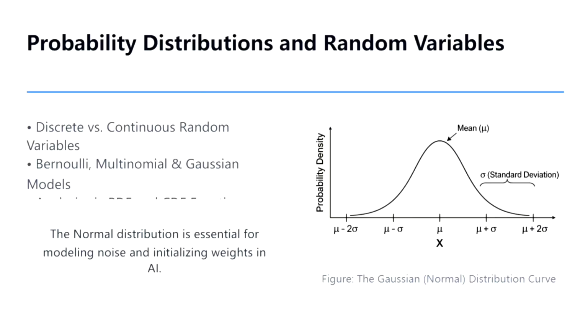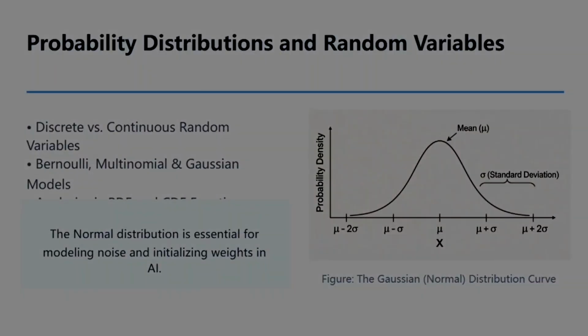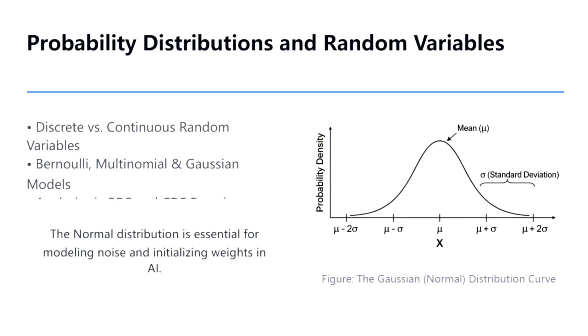Take a look at this bell-shaped curve. This is the Gaussian, or normal distribution. It is perhaps the most important concept in statistics for AI, often used to represent the distribution of errors or to initialize the weights in a neural network.